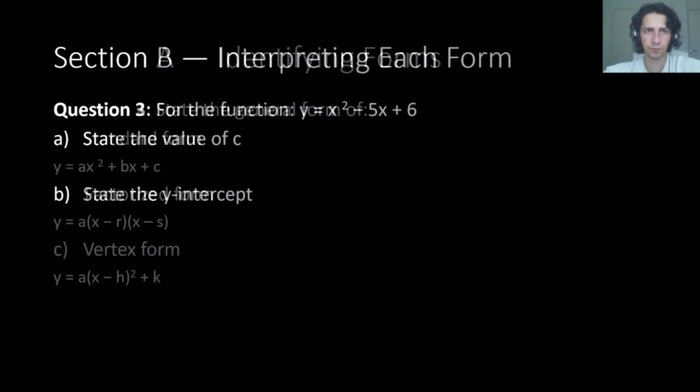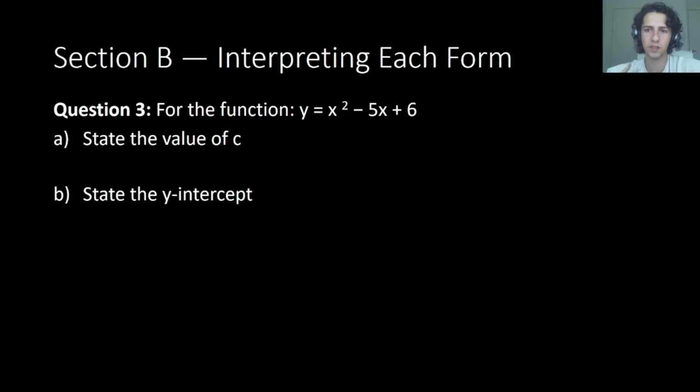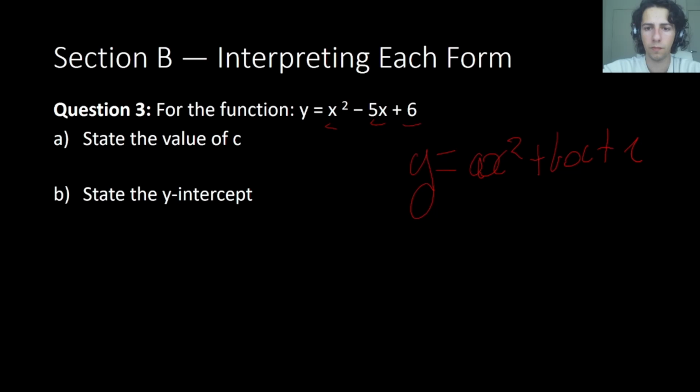Now, let's move on. Section B, interpreting each form. Question 3. For the function y is equal to x squared minus 5x plus 6, what is the value of c, and state the y-intercept. Now, here, if we look at this function, it kind of mirrors the ax squared plus bx plus c form. See, my c is a little bit wonky.